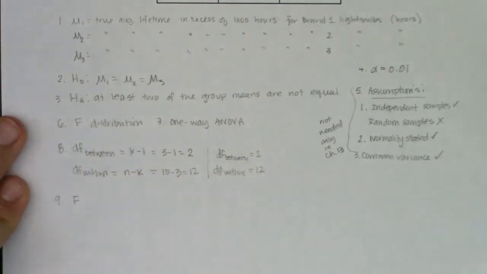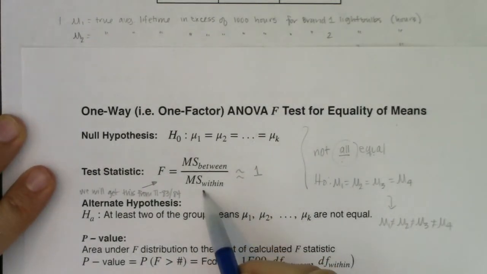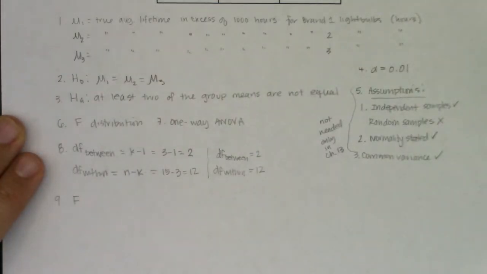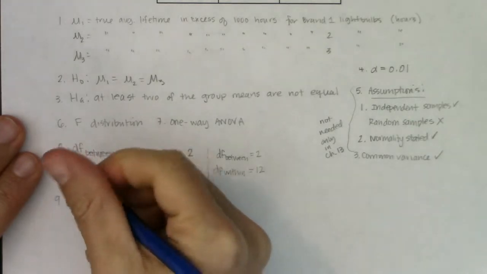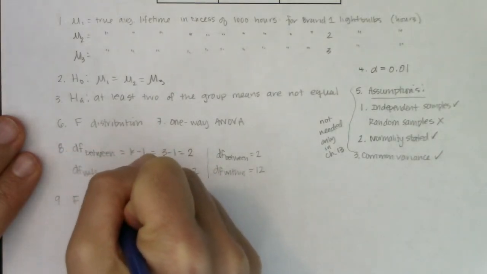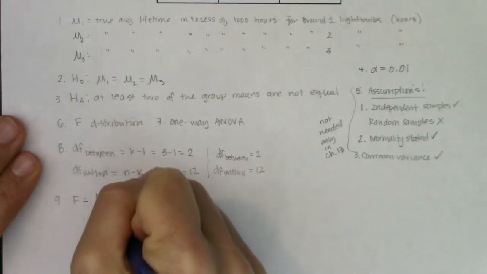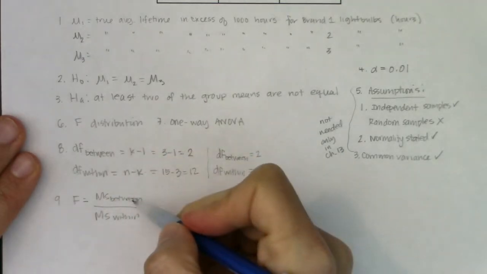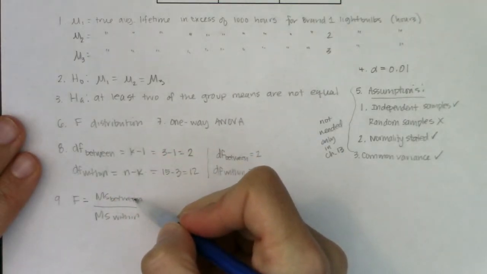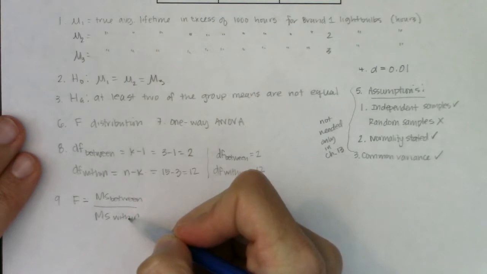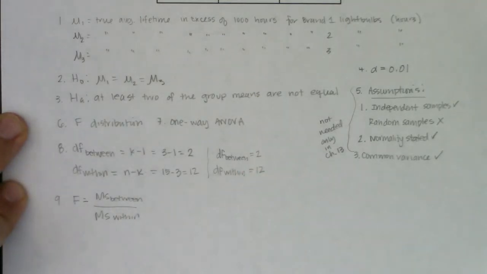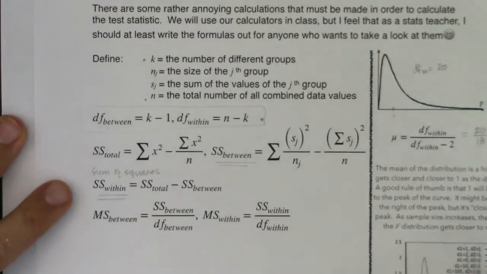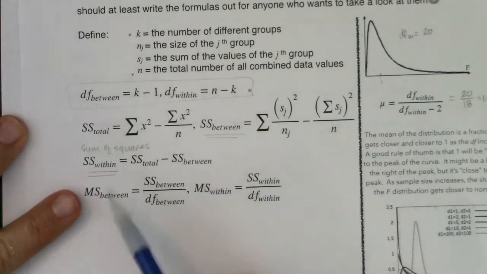Step 9 is our test statistic. So F, right? We have that formula: mean squares between in ratio to mean squares within, and we want it to be close-ish to 1 if the null is true. Again, these are the average squares of differences between the 3 groups and the average squares of differences within one group.